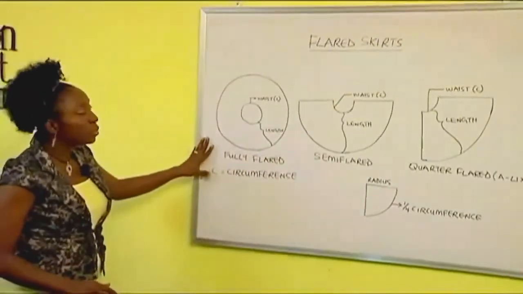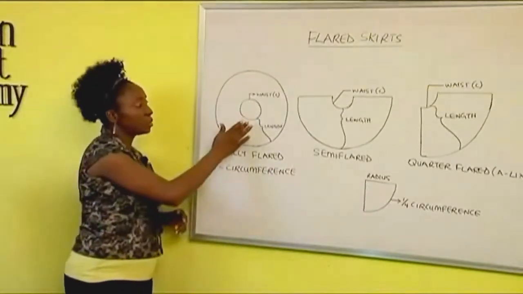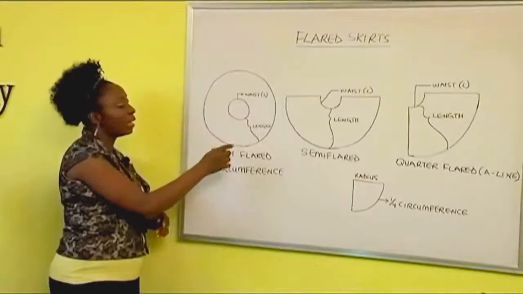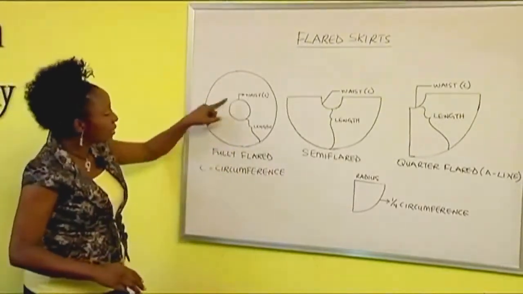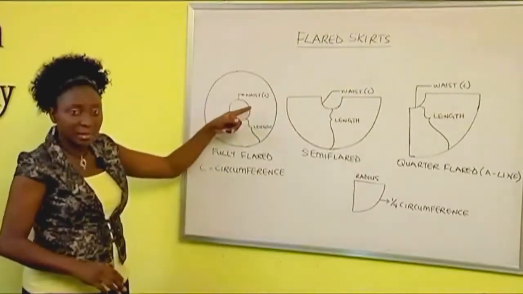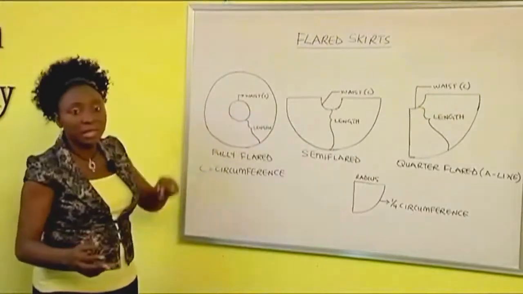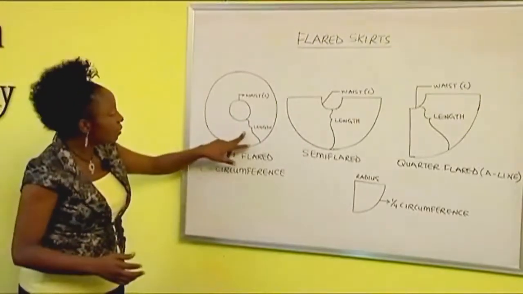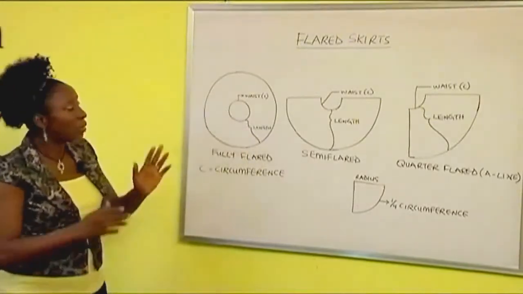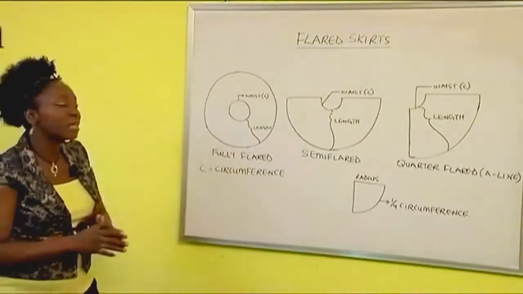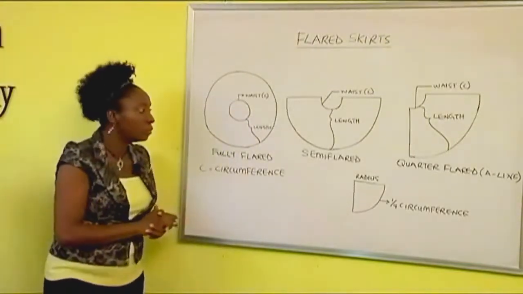Now take a look at the fully flared skirt. As you can see, it's made up of two circles, an inner circle and an outer circle. The inner circle represents the waist, which mathematically is called the circumference. That's what the C is for. Then the length is here, in between the two circles. So the fully flared skirt is made up of a full circle with an internal circle.